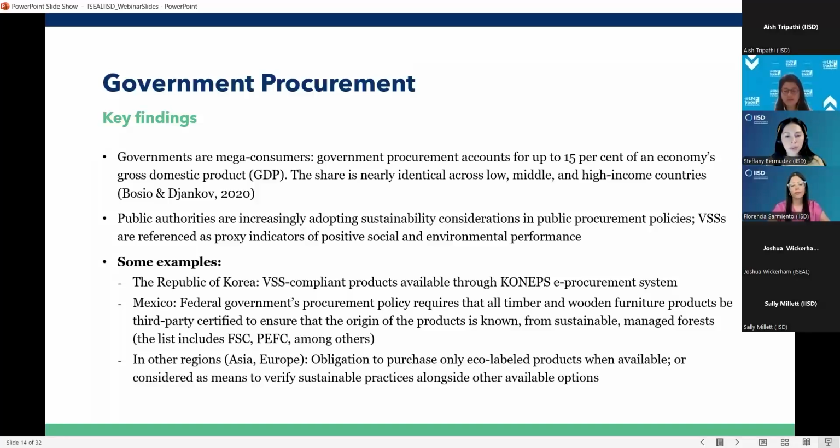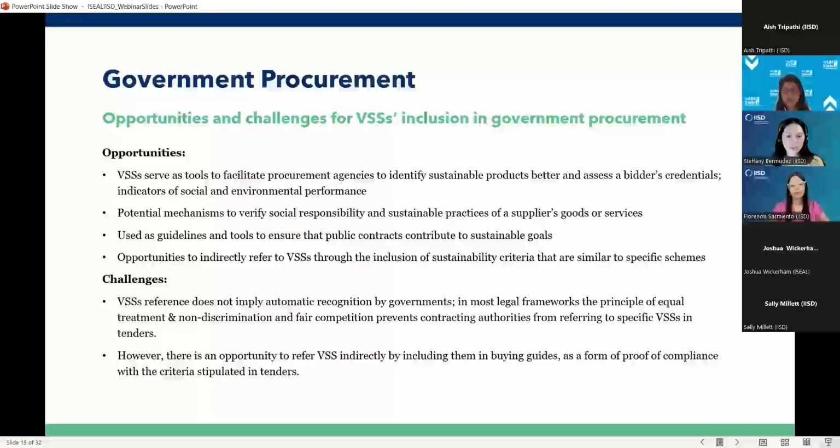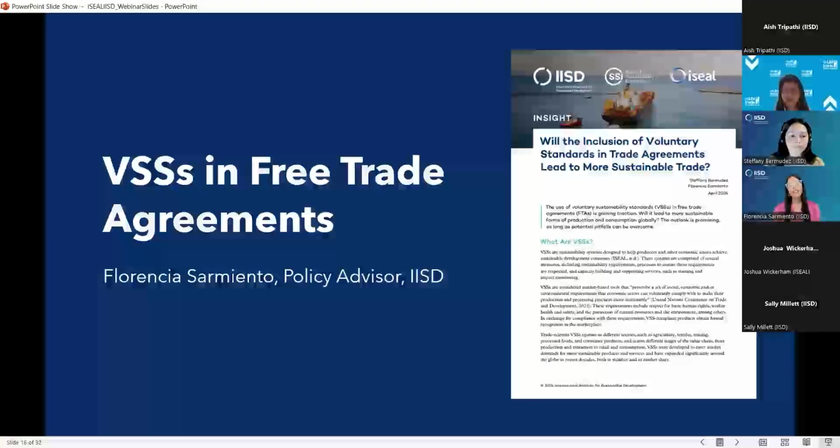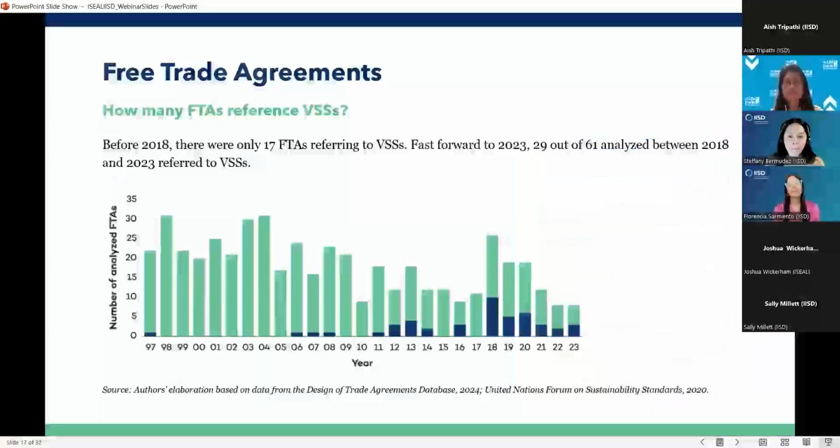And now I will give the floor to my colleague Florencia for assuming in FTAs. Thank you, Stephanie. Next slide, please. So having done the analysis of the different policy measures that Steph just mentioned, we focus on FTAs, given the stark increase that we observed in the past years of VSS incorporation. Now, during this short presentation, I will cover the main findings of our research that we will then discuss with our speakers. Next slide, please.